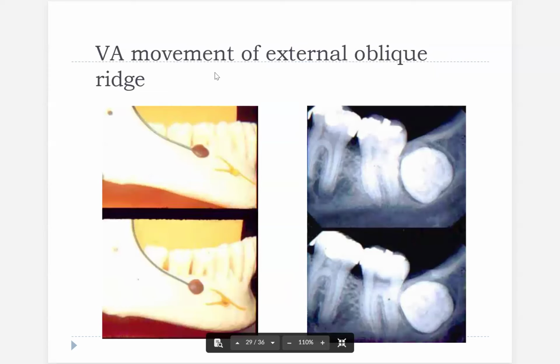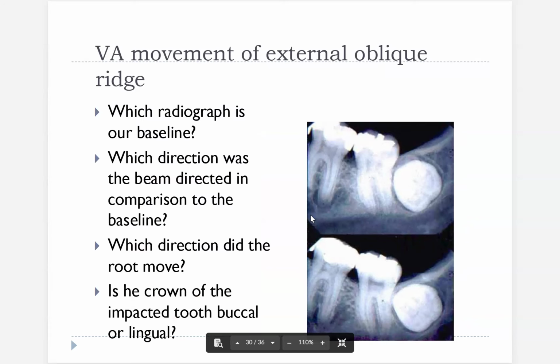The vertical angulation movement of the external oblique ridge is also still apparent here. And this is, again, just showing that as you change your vertical angulation, the external oblique ridge is going to change from looking like it's coming out maybe lower on the crown to looking like it's coming out higher. Just like this, we have it lower on the crown. Now it's coming out higher on the crown. And it's just the way it is visualized because of the angulation of the beam.